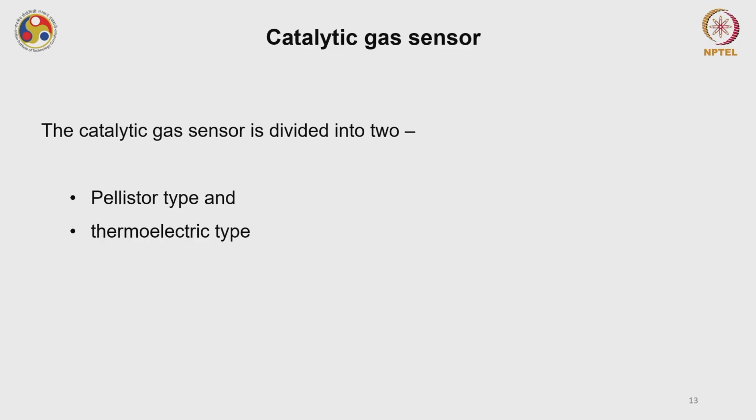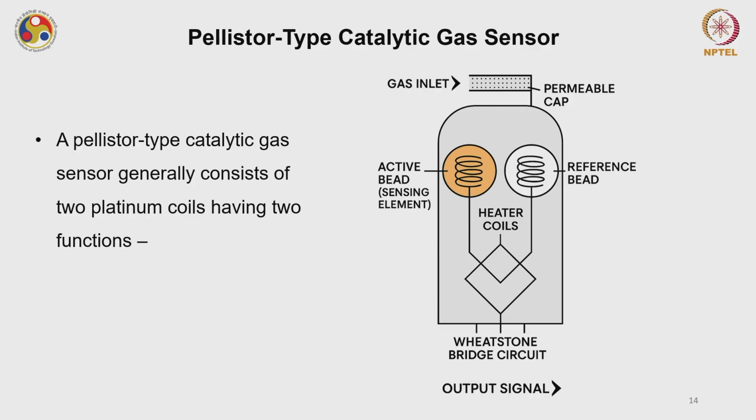Let us quickly understand the pellistor type and thermoelectric type before we jump into the modern gas sensing devices. So this is a typical pellistor type catalytic gas sensor, which consists of two platinum coils having two different functions. We'll come to that, but as the name suggests, pellistor contains two words: one is pellet and another is resistor. So it is a kind of measurement of the resistance of these pellets, which is of course changing in the presence of some gas molecule.